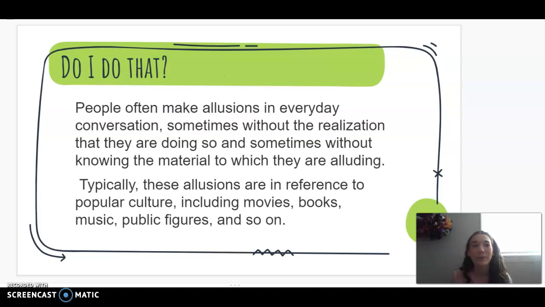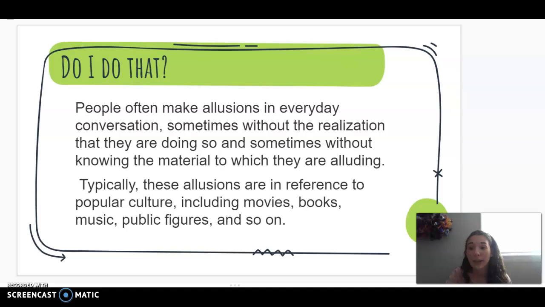So, a lot of times when it comes to literary devices, you might think to yourself, I don't do this. This is just some kind of fancy thing that a writer throws into a story. But in reality, we use allusions a lot when we are having conversations with people. People often make allusions in everyday conversations, sometimes without realizing they're doing it, and sometimes even without knowing the material to which they are alluding. Typically, these allusions are in reference to popular culture, including movies, books, music, public figures, and so on.